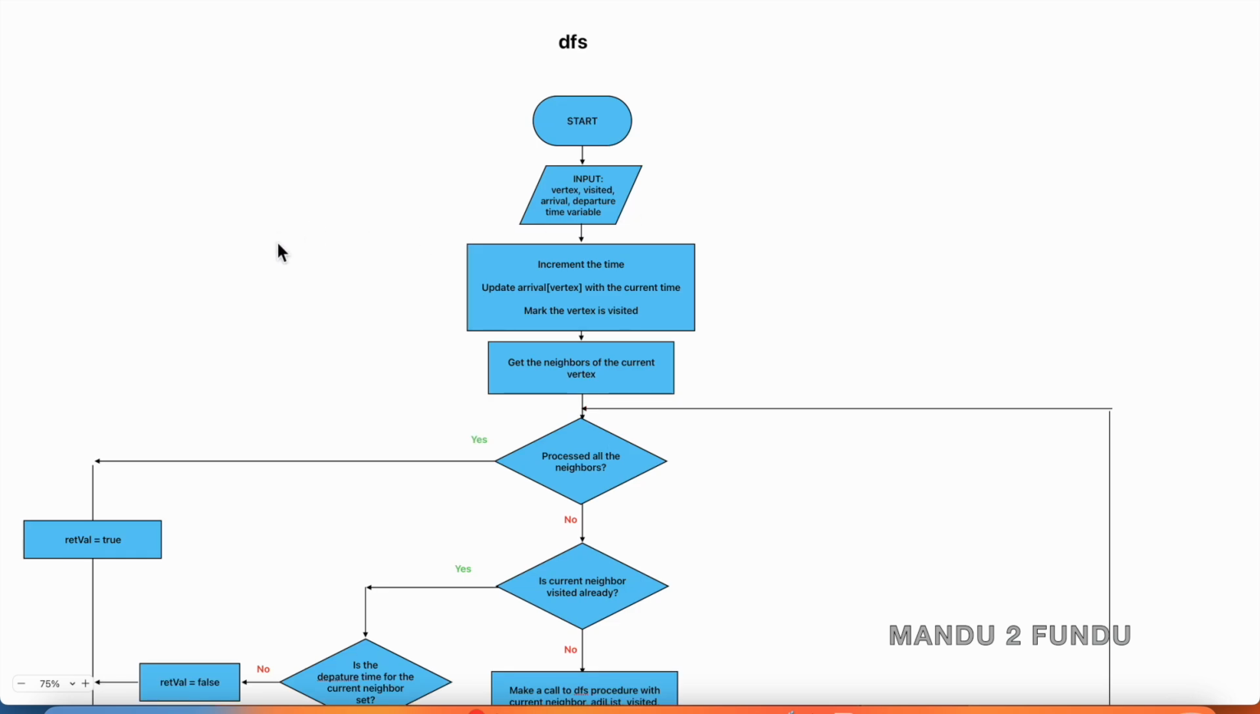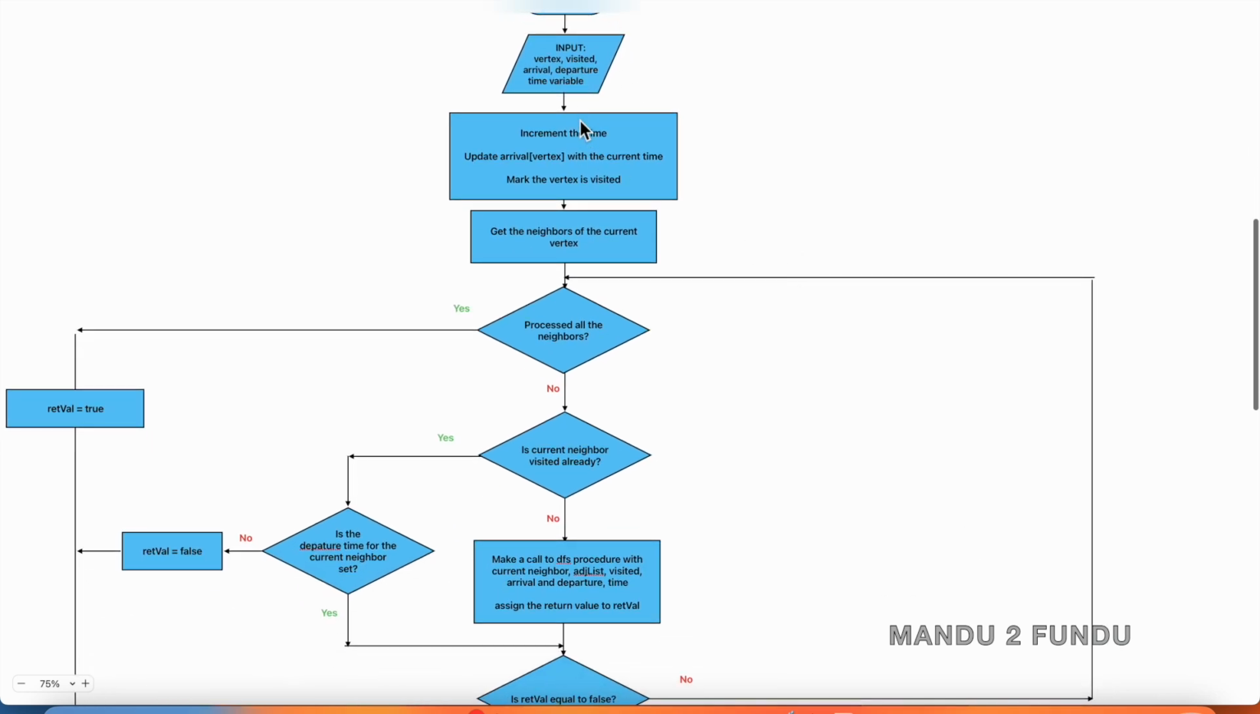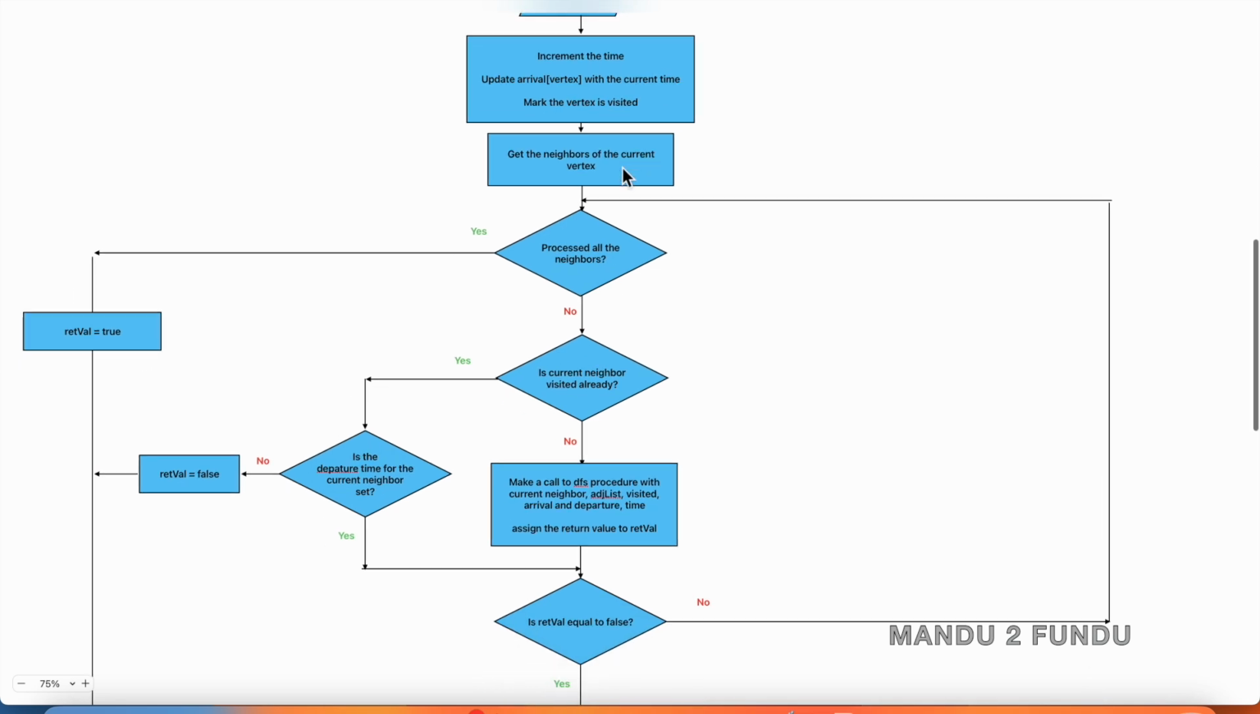Next, we look at the DFS procedure's flowchart. Input for this procedure is the vertex, visited array, arrival array, departure array and timestamp variable. Okay. So first thing we do is increment the timestamp and update the arrival of the current vertex with that timestamp. Then we mark that particular vertex as visited in the visited array. Okay. Then we get the neighbors of the current vertex and we process all the neighbors in this loop.